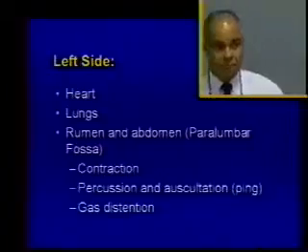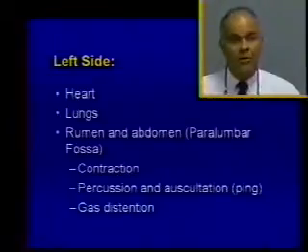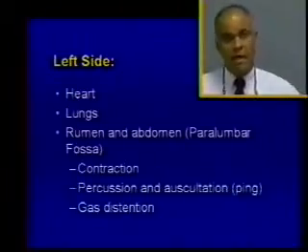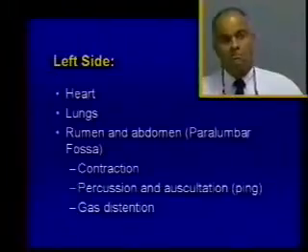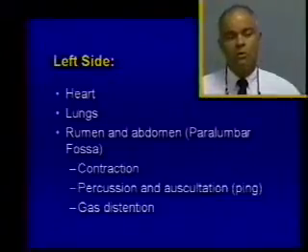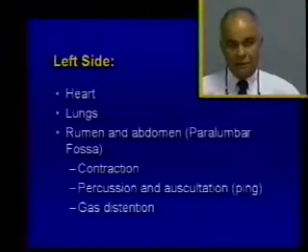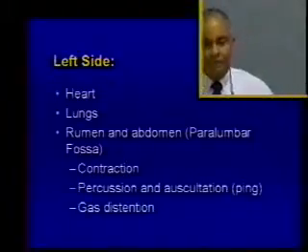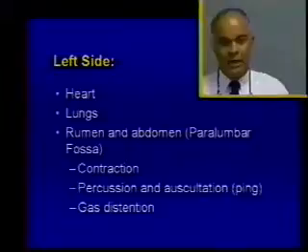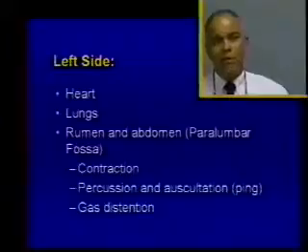So on the left side, we have the heart, and basically here, what we look for is, can we hear the heart sounds? Normal rhythm. Any abnormal heart sound, such as a murmur. The lungs, we want to be able to hear inspiration. Is there any crackling? Is there any wheezing? Do we have difficulty listening to the air during inspiration and expiration, or the so-called increased bronchovesicular sounds? Then we want to examine the rumen and the abdomen.